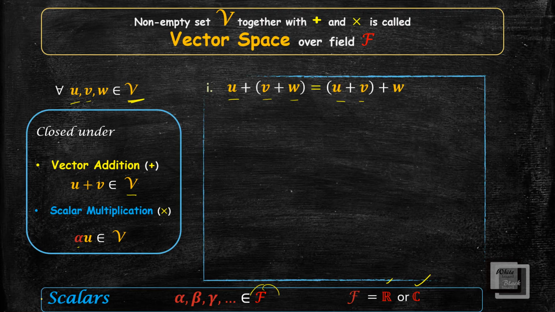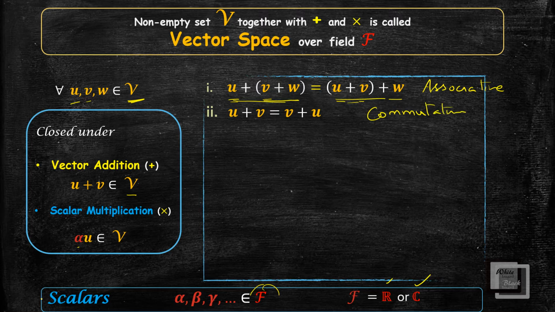Number 1. Vector addition is associative. That means if I add v plus w to u from the right hand side, or u plus v to w from the left hand side, then both values will be equal. This is called the associative property. Number 2. Commutative property, that vector addition is commutative. u plus v must be equal to v plus u for every u, v belonging to set V.